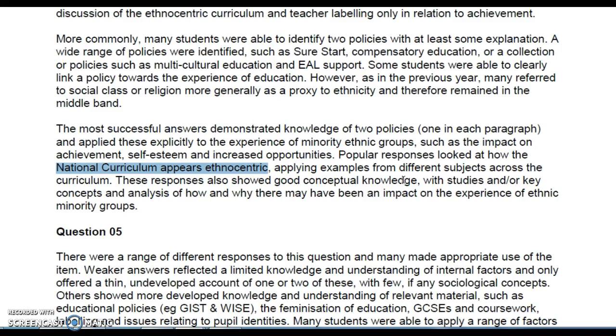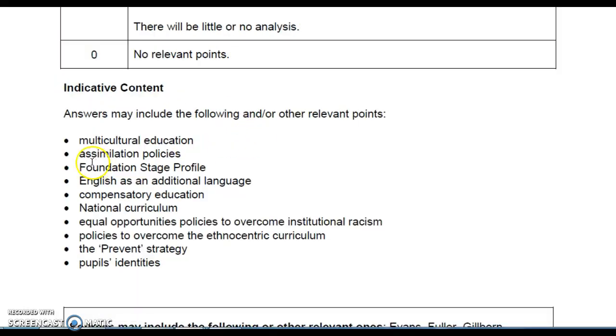Bernard Coard also looks at how the ethnocentric curriculum produces underachievement in black students by undermining their self-esteem, so that could have been used there as well, and that impact of their experience on ethnic minority groups. You're talking about the self-esteem there. So if you have a look at some of the points on the mark scheme, you could have talked about points such as multicultural education.